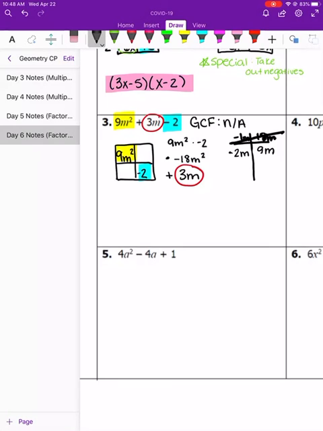Those do not add to give me a positive 3. So let's try my next one. 3 does go into 18, so negative 3m and 6m. When I add those together, I do get a positive 3m. So this is what I'm going to use: negative 3m and a positive 6m.